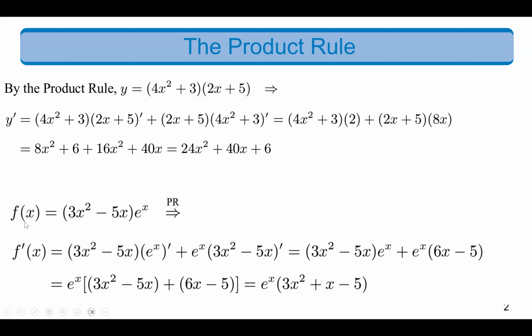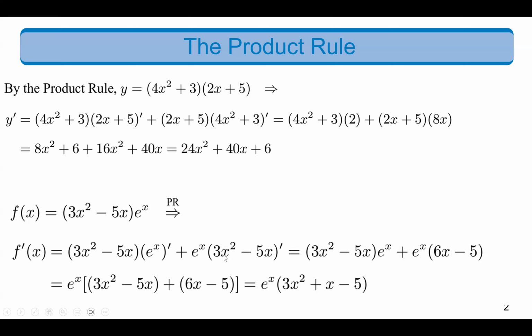Now the next example, we have f of x equal to (3x squared minus 5x) times e to the x. Again, here we have two functions multiplied. So we need to use the product rule again. So here we can find (3x squared minus 5x) times the derivative of e to the x, plus the derivative of (3x squared minus 5x) times e to the x. So the derivative of e to the x will give us e to the x, and e to the x times (3x squared minus 5x).